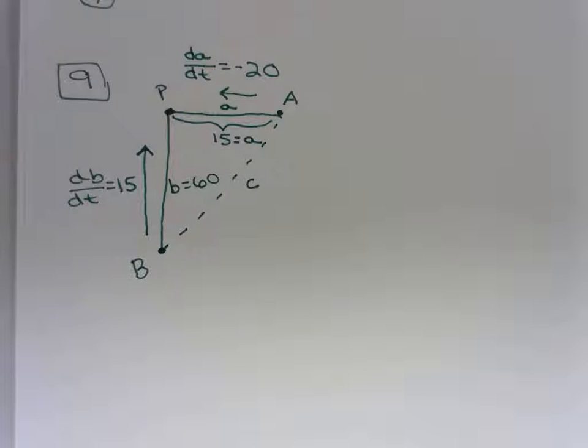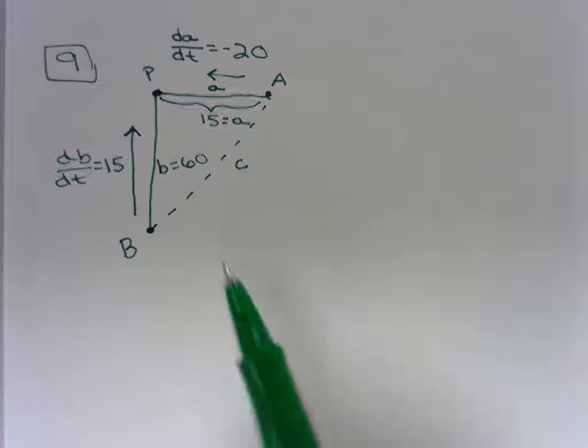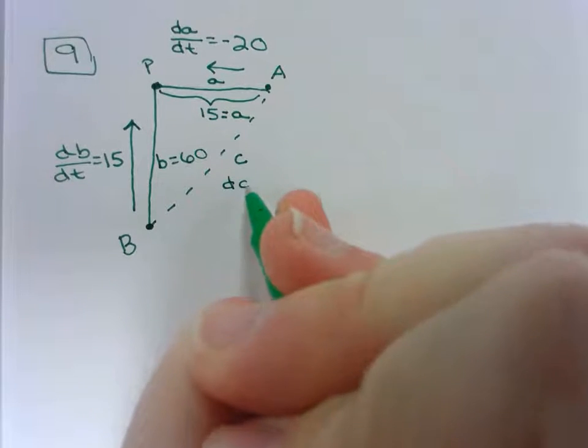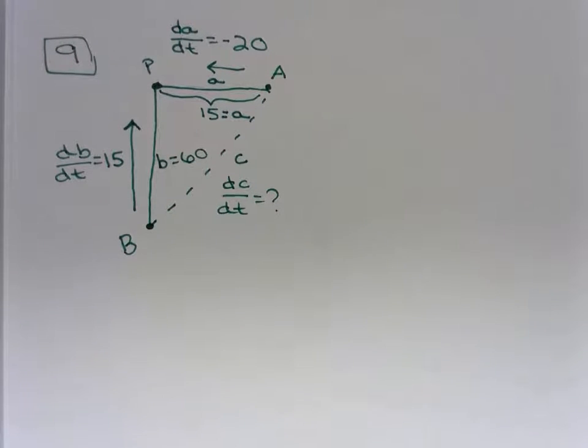Right, but a little more specific. If I look at the picture, at what rate is the what changing? The distance between them. So what do I have labeled as the distance between them? C. So if I want to know how the distance is changing, I'm looking for dc over dt. I want to know at what rate the distance between them, which is the C, is changing.